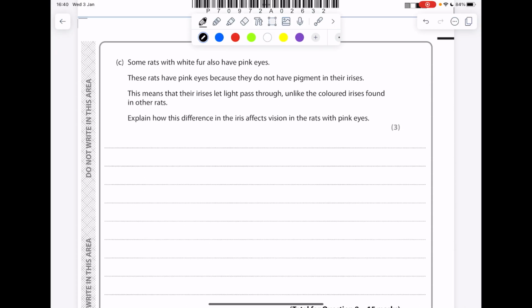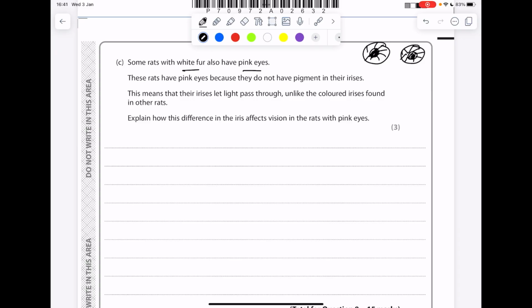Some rats with white fur also have pink eyes. These rats have pink eyes because they do not have pigment in their irises. This means that the irises let light pass through, unlike the coloured irises found in other rats. Well, that's interesting, because if that's your front-on view, there's your pupil, here's your iris. So in normal rats, the light only enters the pupil, but with these albino rats, it enters the whole eye.